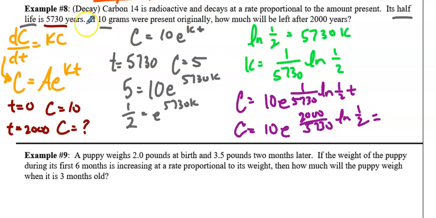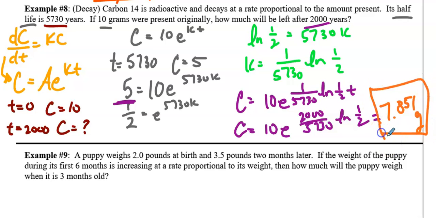Now, before we calculate it, we know that the answer has got to be, because it's 2000 years, greater than 5 and less than 10, because it's not half its life yet. So our number should be somewhere between 10 and 5 if we did the question right. So if you plug this all into your graphing calculator, you're going to get 7.851 grams. Okay. So again, this is an exponential decay because we're losing the amount as time goes on. Okay. So those are 2 of our examples.